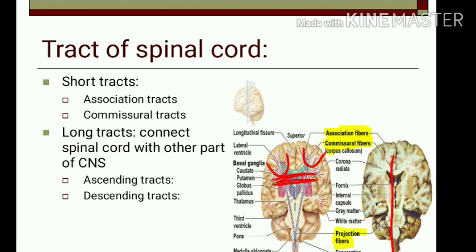and they are of two varieties. Ascending tracts carry impulses from the spinal cord to the brain, and therefore they are also known as sensory tracts. And descending tracts carry impulses from the brain to the spinal cord, and therefore they are known as motor tracts or descending tracts. So this is all about the functional anatomy of the spinal cord. Thank you.